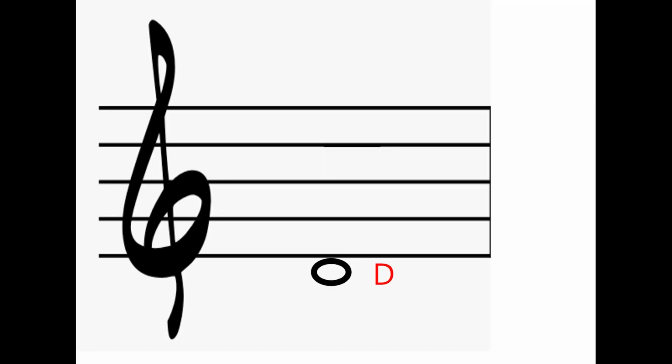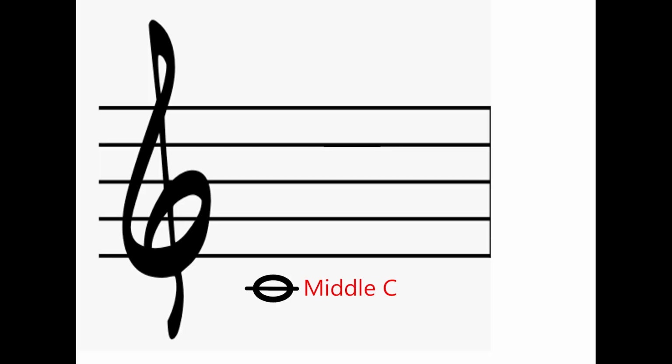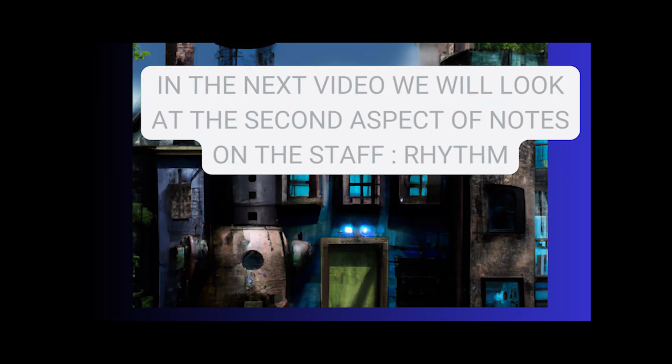So on the treble clef, we have a couple outliers. This one is D, hangs out right below the clef, and then middle C hangs out even lower with its own little line through it. Can't miss it. Next time, we'll look at rhythm.